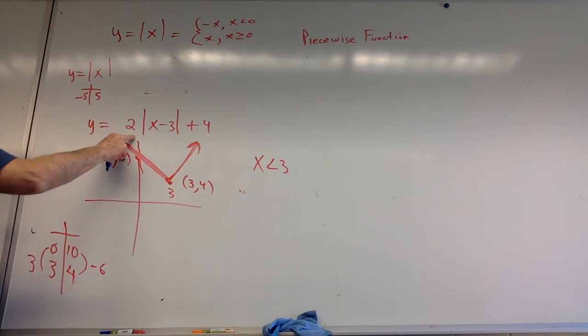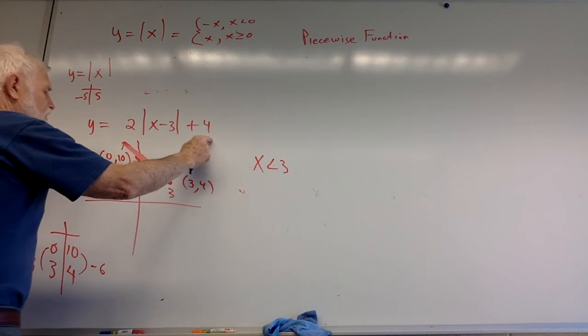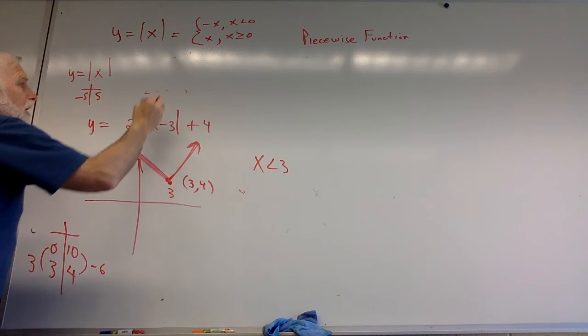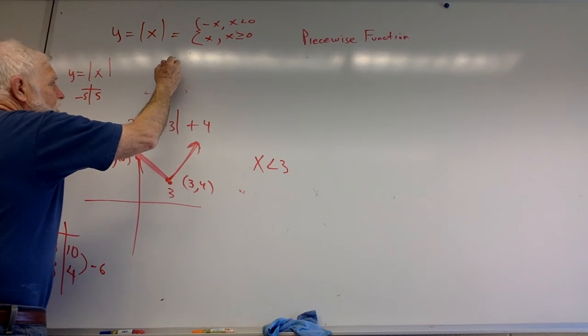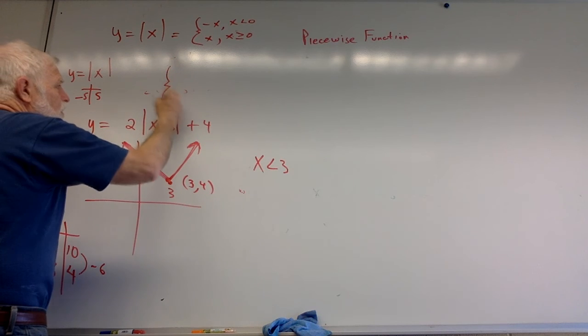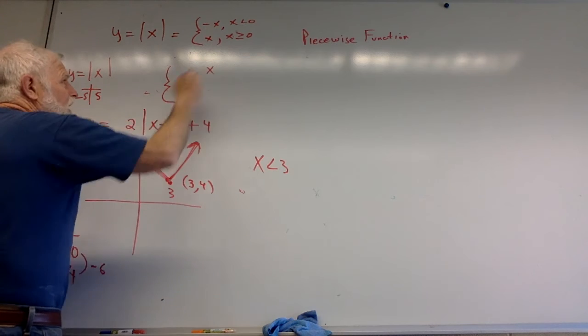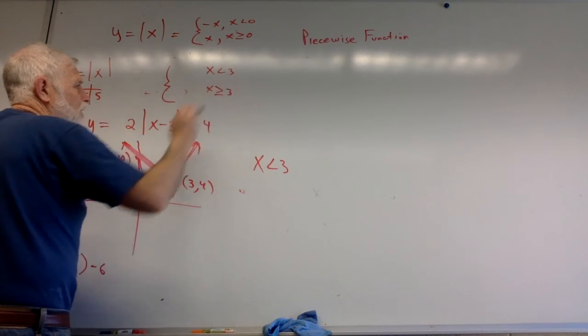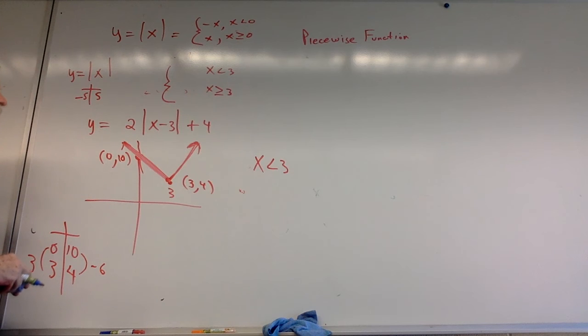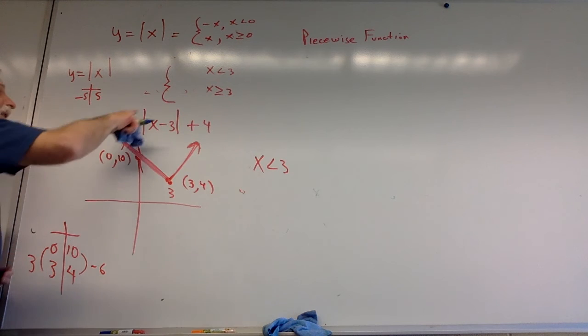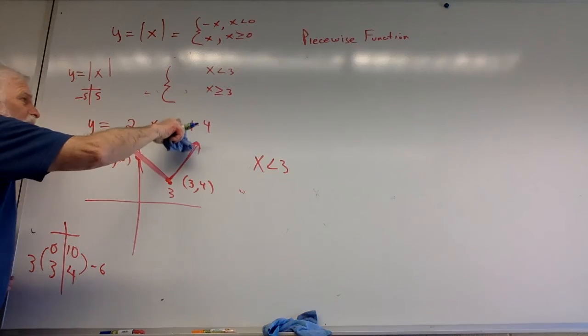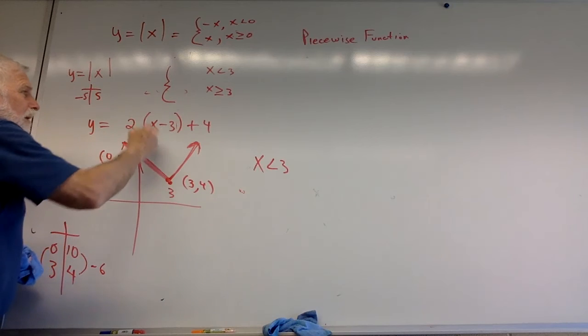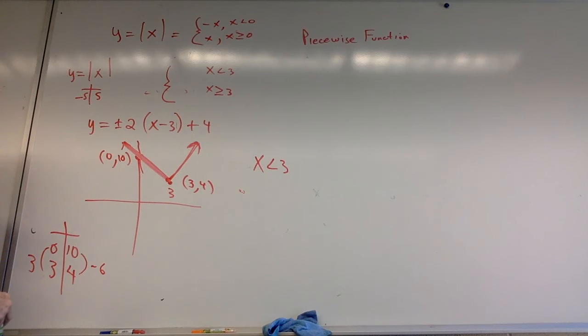Right? So the two pieces to this, and we'll look at it more in class. Two pieces are as follows. We want to look at when x is less than 3, and we want to look at when x is greater than or equal to 3. And it's real easy to do. All you have to do is change the absolute value sign to a parentheses and put a plus minus there.